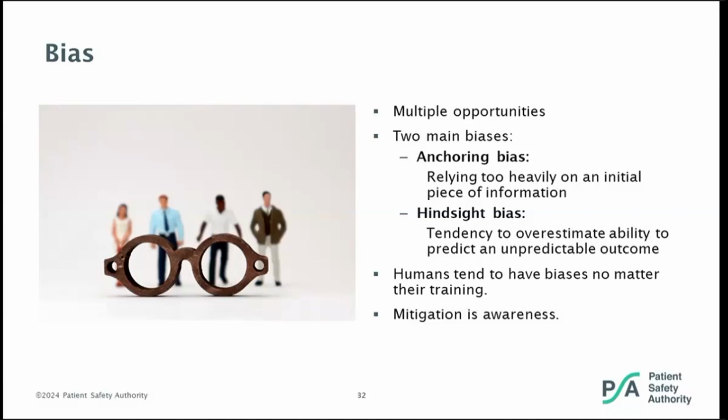Humans have a tendency to have biases no matter their training, so how do we mitigate it? The first step is to be aware of it. It's human nature. We all have it. Also, try to avoid relying on a single source of information, pay attention to conflicting facts, and ask for a second opinion. And when you're thinking about a past event, just be aware that hindsight bias may influence your perception.